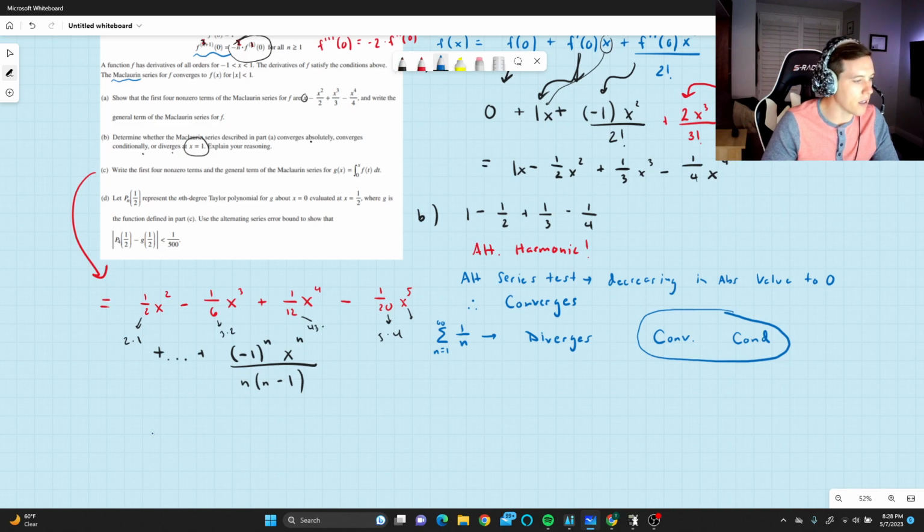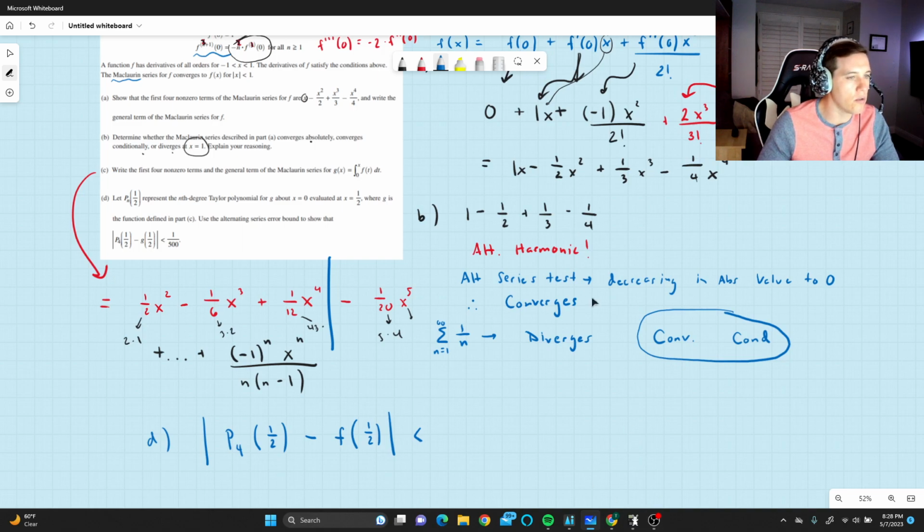All right, and finally, D. Let P_n(1/2) represent the nth degree Taylor polynomial for G, which I just found. So evaluate x where G is the function defined in part C. Use the alternating series error bound to show that the 4th degree polynomial approximation. So right here, if I plug 1/2 into this, and I don't even have to do it, they didn't even ask me to give the approximation, but if you plug 1/2 in, you're going to get P4 of 1/2. The difference between that and the actual value is off by, at most, the error bound.